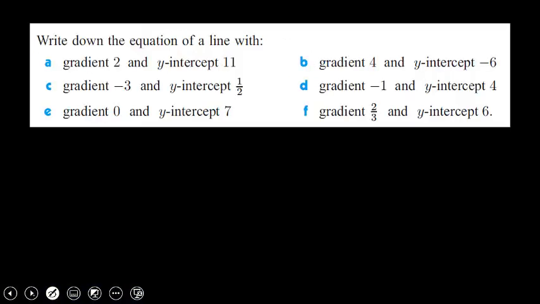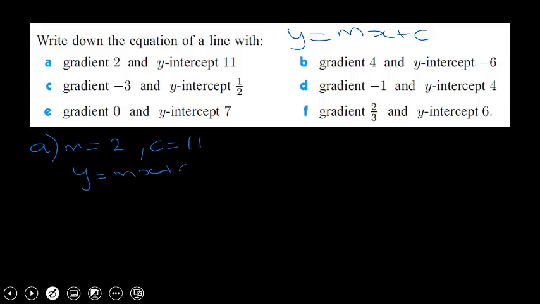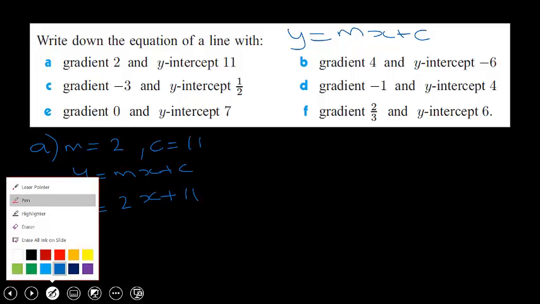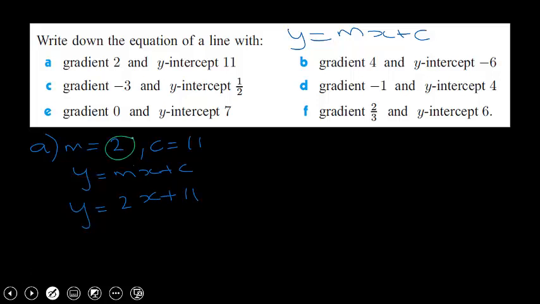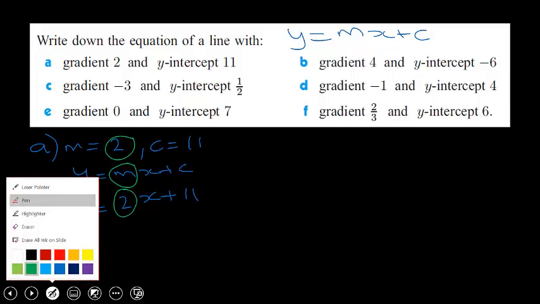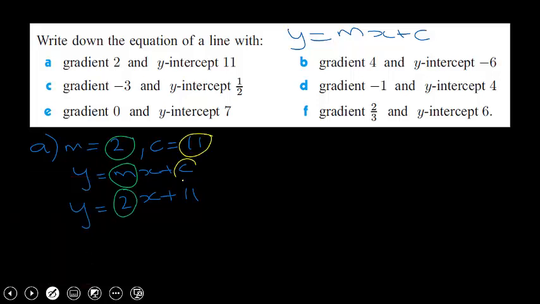Can you write down the equation of the line with a gradient and a y-intercept given? So what I want is for you to give me the formula y equals mx plus c. In question A, they say m equals 2 and c equals 11. So if I'm saying y equals mx plus c, I say y equals 2x plus 11. Notice that this 2 is the m, which goes there, and this 11 is the c, which goes there. Really easy.